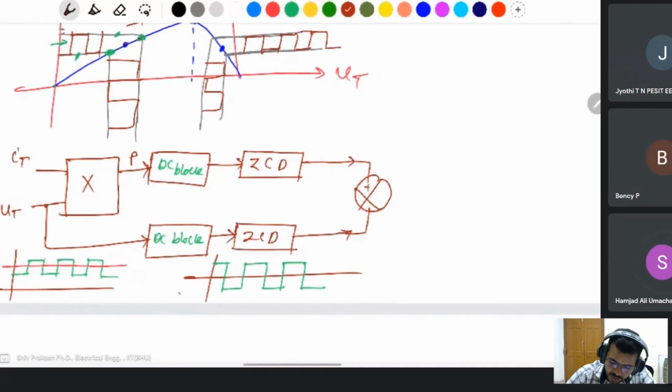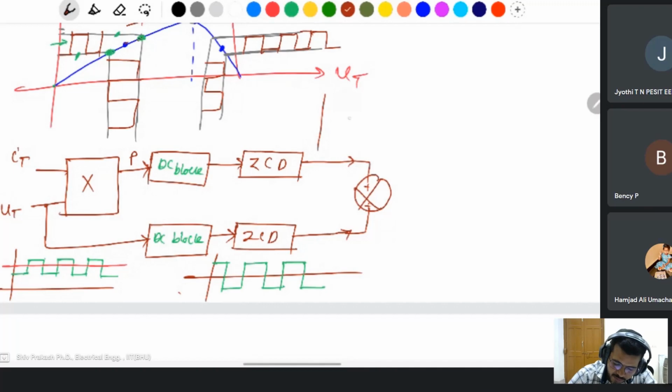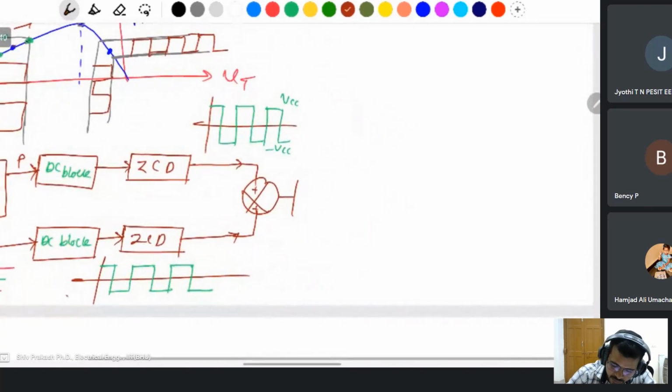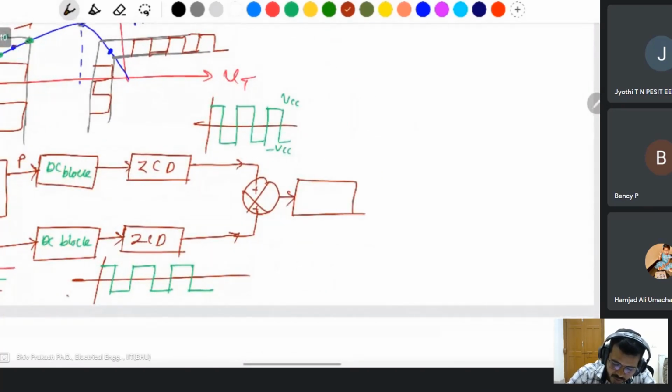Add both. The output of this is plus VCC and minus VCC, like that. So passing through the absolute value, all of the negative values go to the upper side.